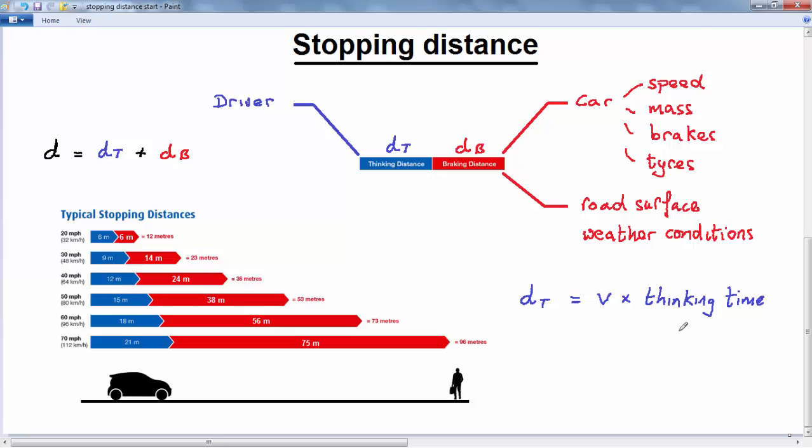Well, this could be affected by a number of factors. For example, how tired the driver is. So tiredness can affect your reaction time. If you've been driving for a long period of time without a rest, then you're going to find it harder to react to a critical situation. Another factor which could affect this thinking time, this reaction time, is whether or not you may be under the influence of alcohol or drugs.